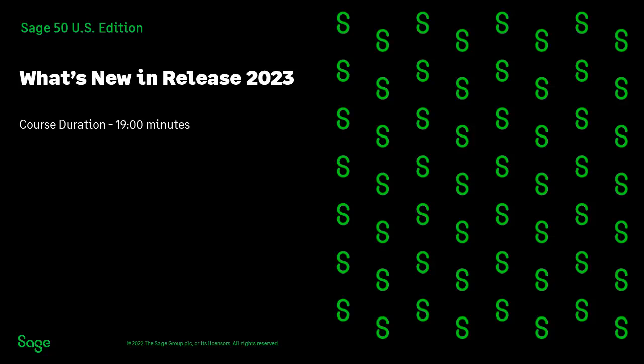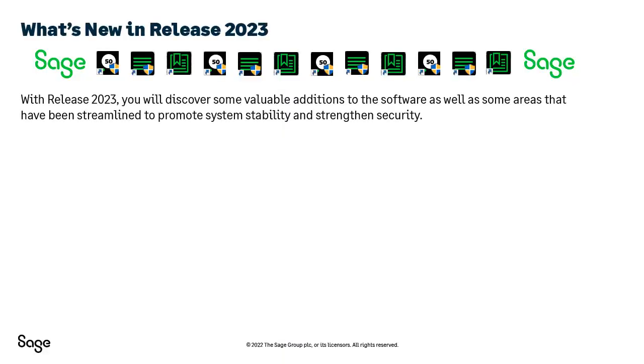Edition Anytime Learning topic. This lesson provides an overview of the features and benefits available with Sage 50 Release 2023. Many of the changes in this release focus on simplifying the software and making Sage 50 more secure and efficient. With Release 2023, you will discover some valuable additions to the software, as well as some areas that have been streamlined to promote system stability and strengthen security.